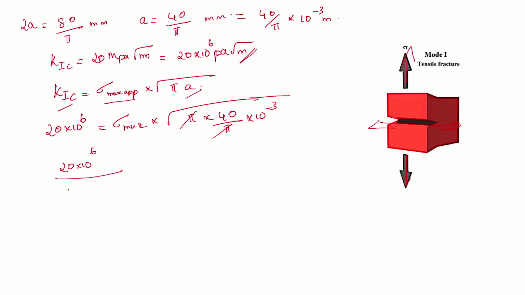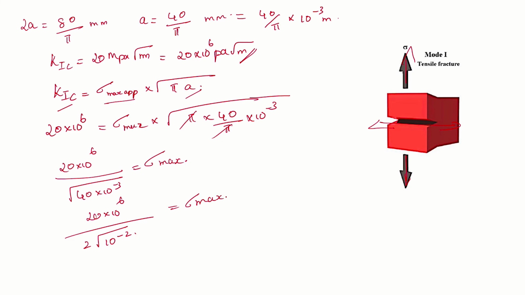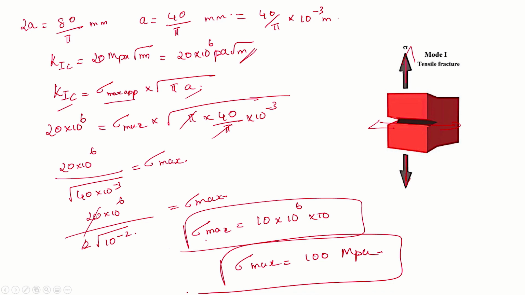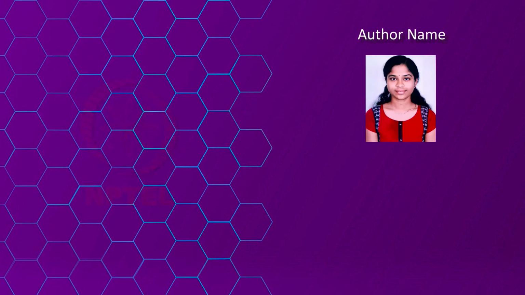So sigma max is 20 into 10 to the power of 6 divided by the square root of 40 into 10 to the power of minus 3, which is 2 into 10 to the power of minus 1. So sigma max is 10 into 10 to the power of 6 into 10, so it is 100 megapascal. So the maximum applied stress is 100 megapascal.